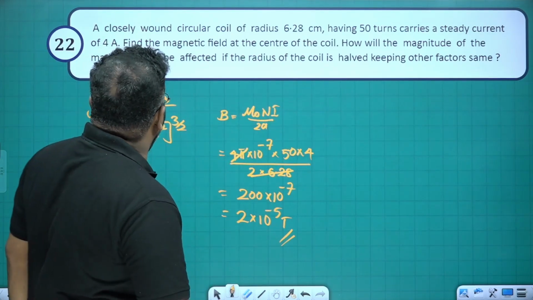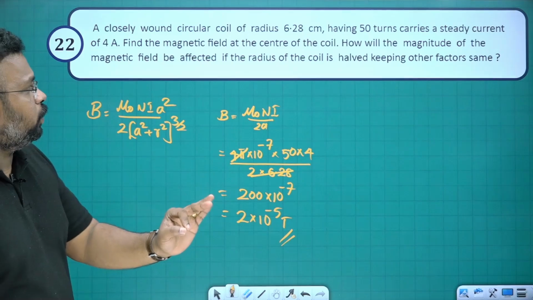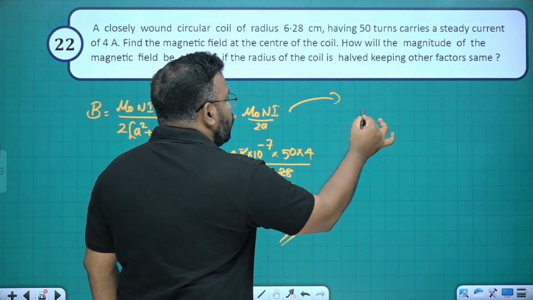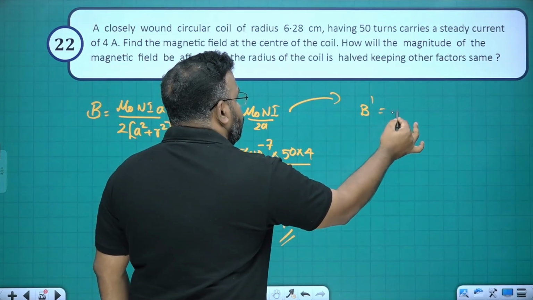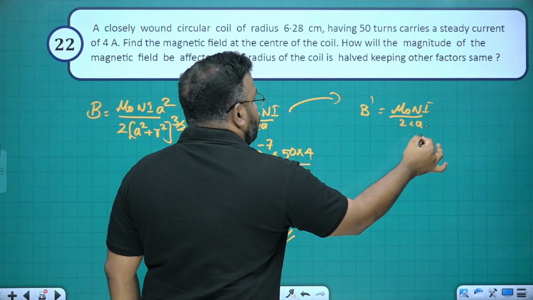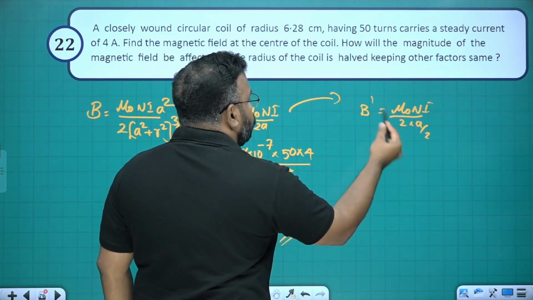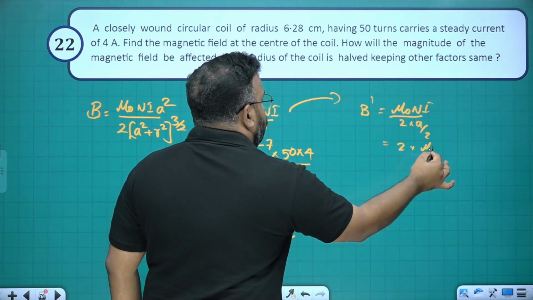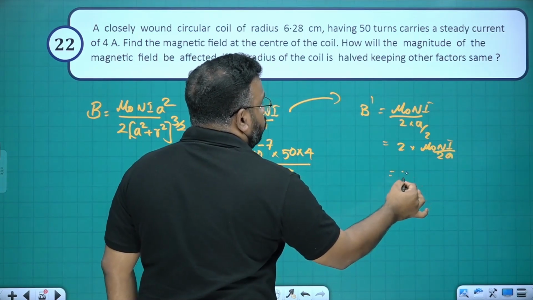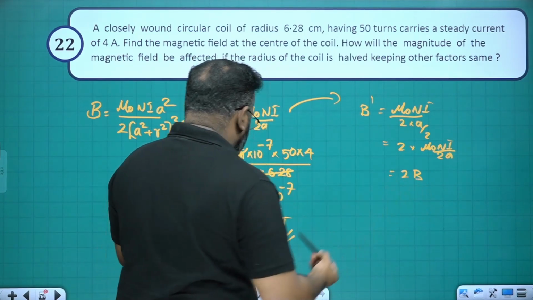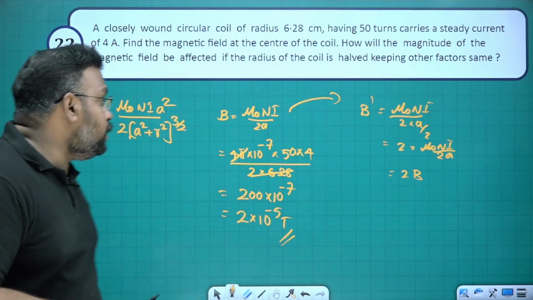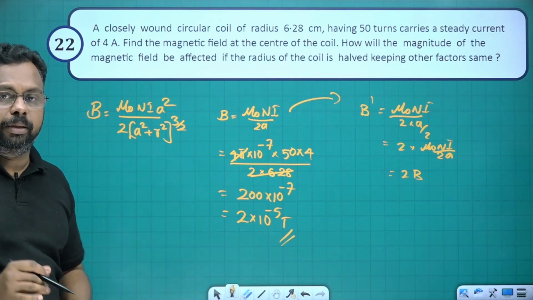How will the magnitude of the magnetic field be affected if the radius of the coil is halved? Radius is halved. Now you can directly move from here. If the radius is halved, taking it as B dash, it is mu naught N i by 2 into, radius is half, so A by 2 will come. So 2 will go up. So what we get? 2 into mu naught N i by 2A. So it becomes 2 times. So 2 into this, and the answer will be 4 into 10 power minus 5. Easy question.